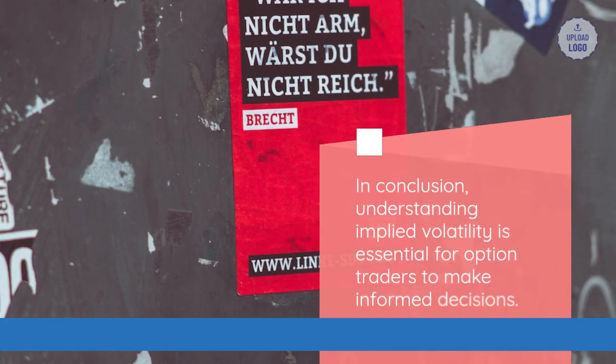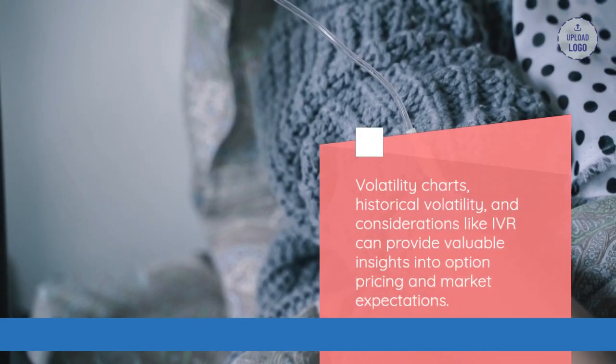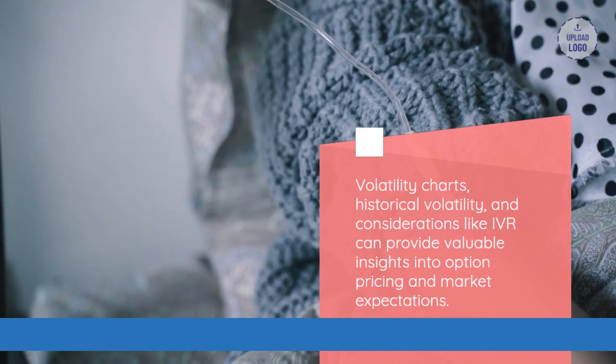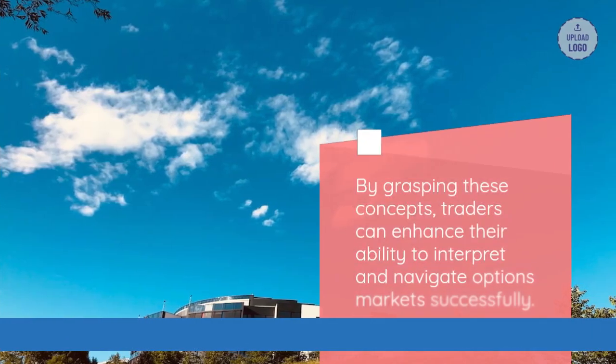In conclusion, understanding implied volatility is essential for option traders to make informed decisions. Volatility charts, historical volatility, and considerations like IVR can provide valuable insights into option pricing and market expectations. By grasping these concepts, traders can enhance their ability to interpret and navigate options markets successfully.